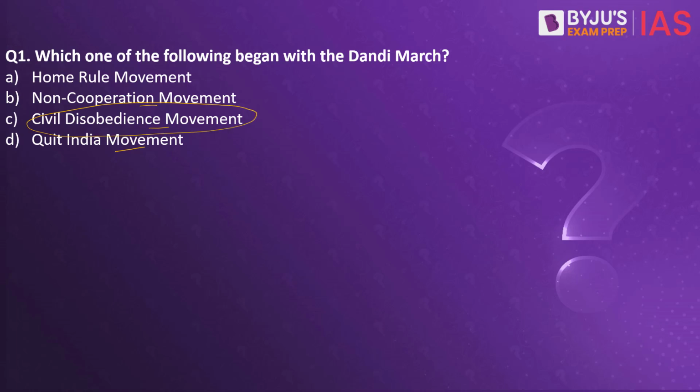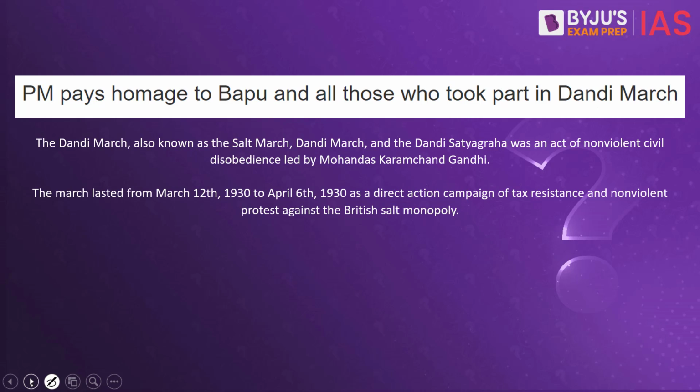Why have we taken this practice question? Because this article on the PIB makes a reference to the Dandi March, which is why we have taken this practice question. What is this Dandi March? Dandi March is also known as the Salt March and the Dandi Satyagraha. This was an act of non-violent civil disobedience led by Mohandas Karamchand Gandhi. The march lasted from March 12, 1930 to April 6, 1930 as a direct action campaign of tax resistance and non-violent protest against the British salt monopoly.